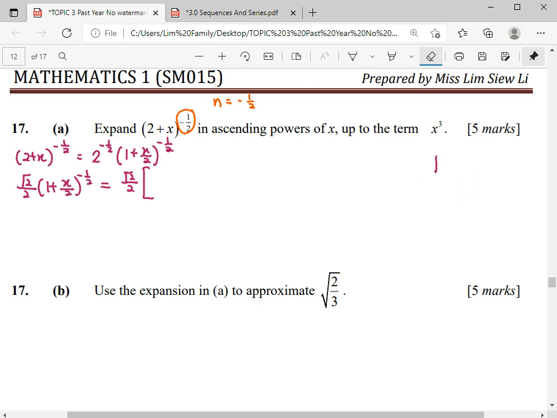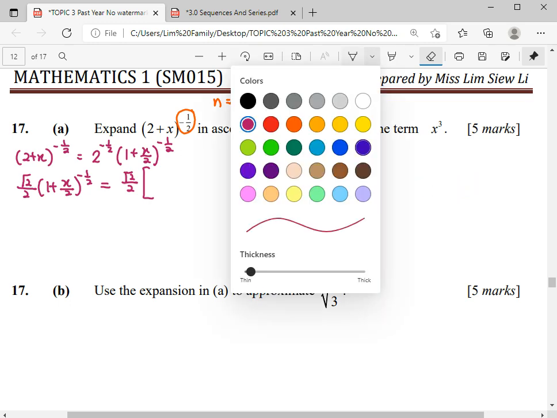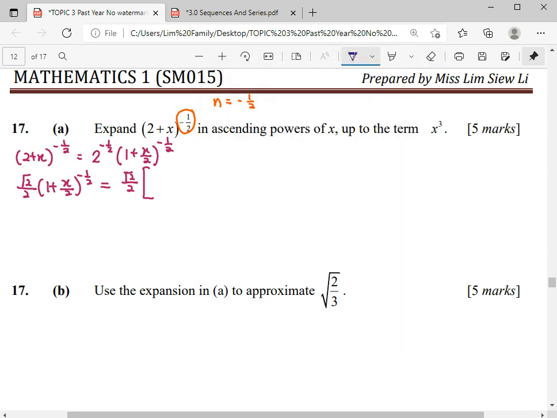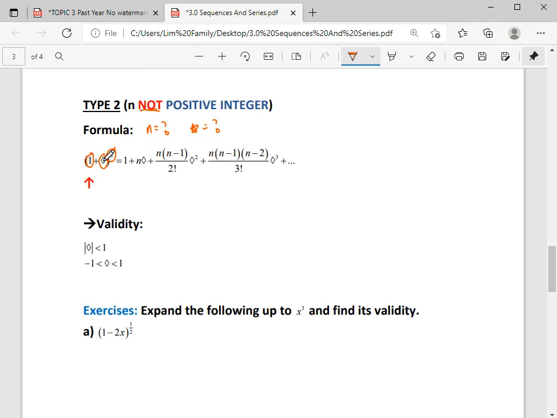So in our expansion, what information do we have? Look at the expansion here, where the power n is negative half, and the thing we want to expand is x over 2. By using the formula of type 2, we have already identified what our n is and what our expansion is. We use the formula: 1, then n times the thing we want to expand, then n(n minus 1) over 2 factorial times the thing to expand squared, and then continue the pattern.